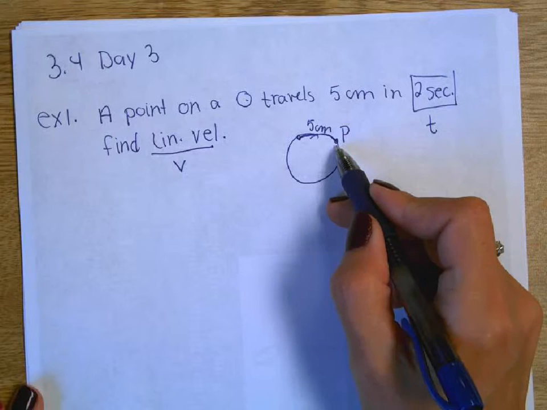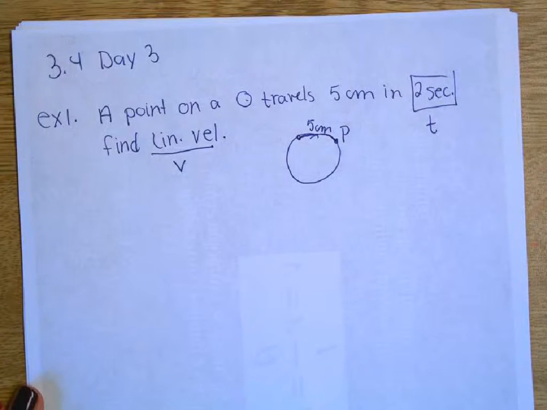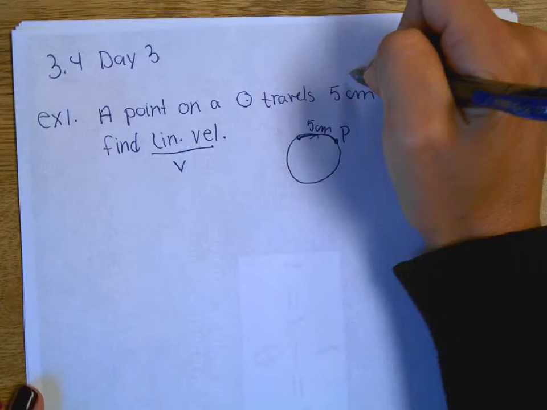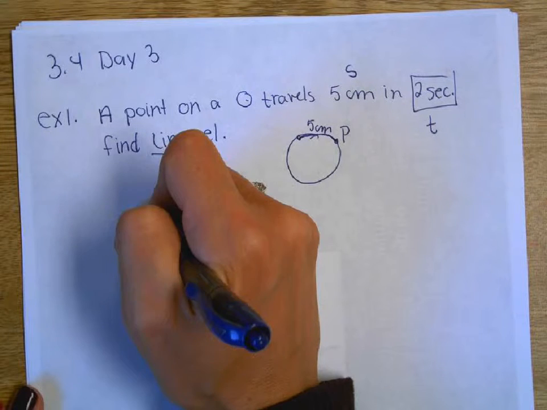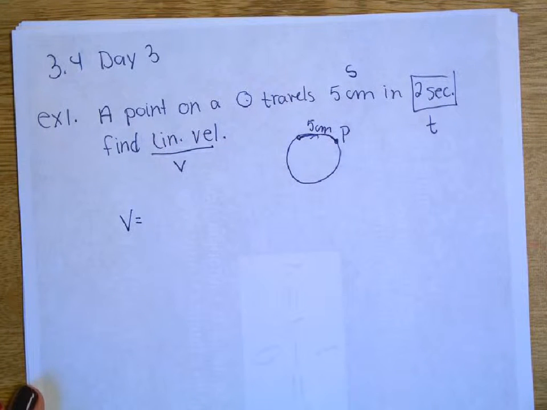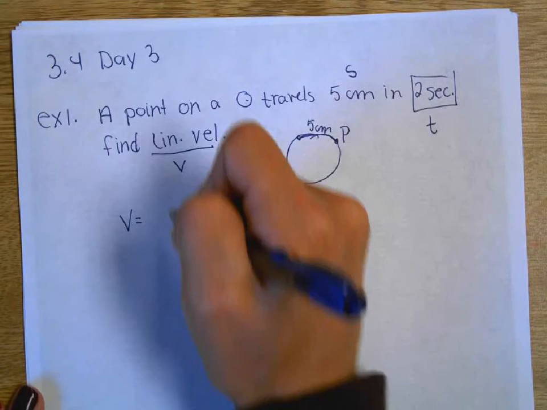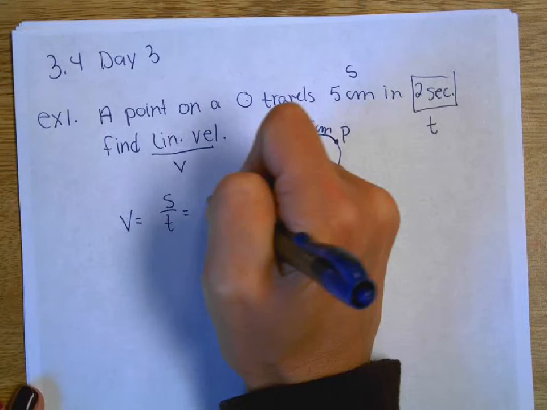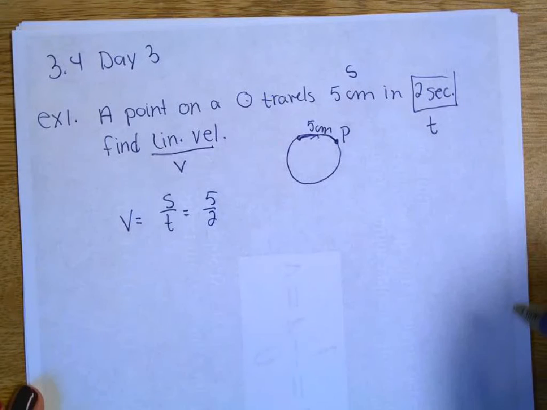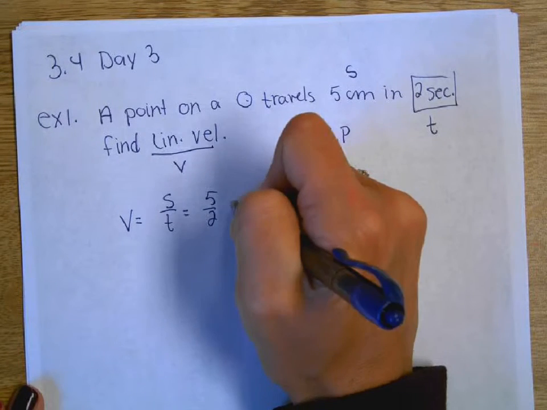What is this 5 centimeters? It's not a radius. It's S. That's an S. Once you realize that's an S, this problem is very easy, because how do you get linear velocity if you know S and T? S equals T times V? Up on the board, V equals S over T. It's just 5 over 2. 5 over 2 what? Centimeters per second.